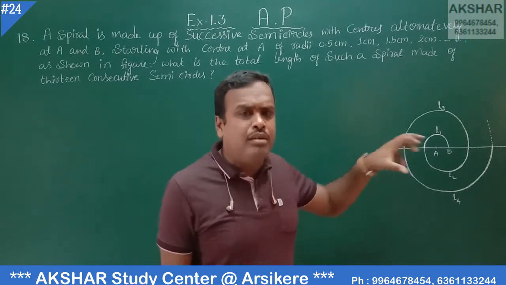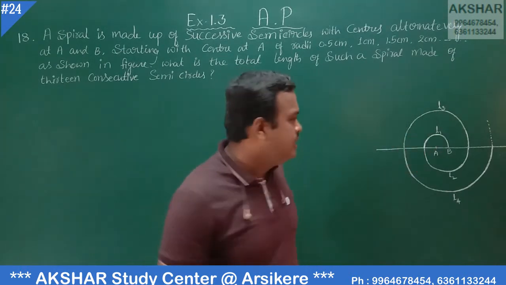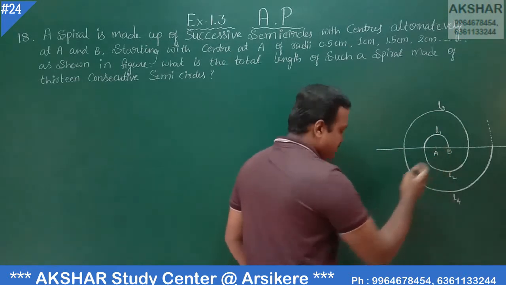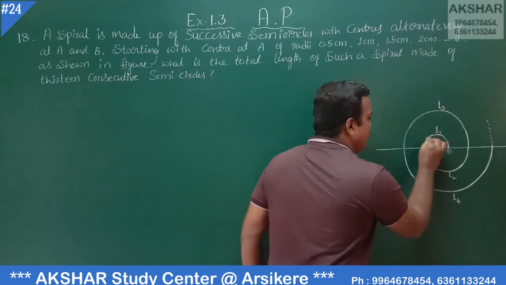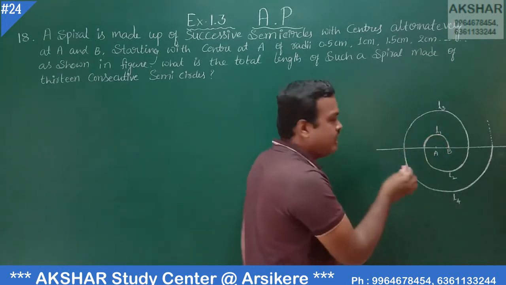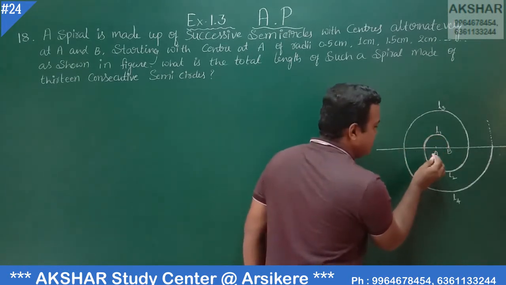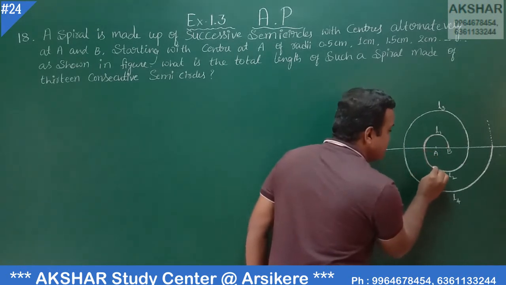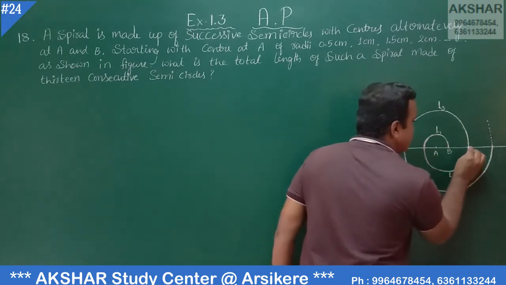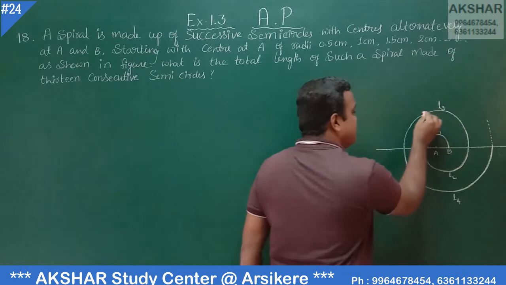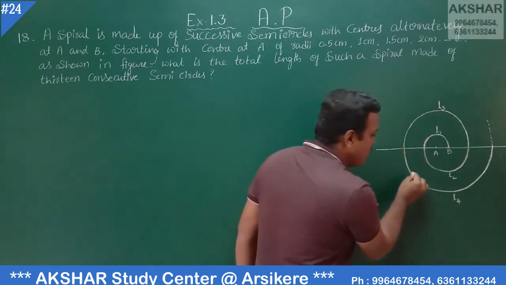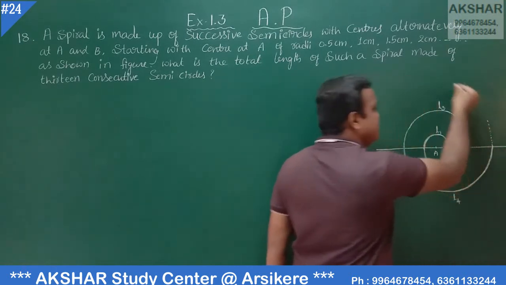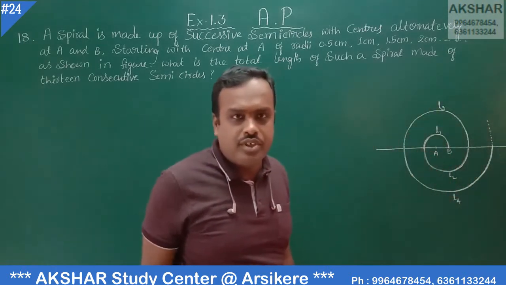This spiral has a number of semicircles. See, here to here, this is one semicircle. Next, this is the second semicircle and this is the third semicircle. Here semicircle means half circle. Next, this is the fourth semicircle. It continues like this.